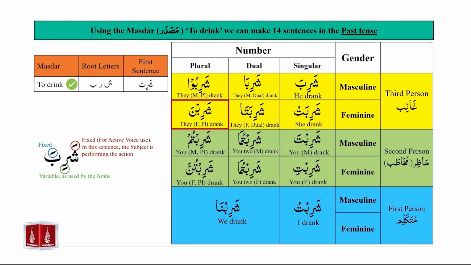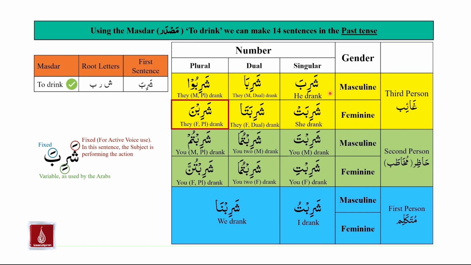Now we will look at a new series of root letters. We will use the masdar to drink to make 14 jumla fi'liya in the past tense. The root letters that we have are sheen, ra and ba. And the first jumla fi'liya that we have is shariba.